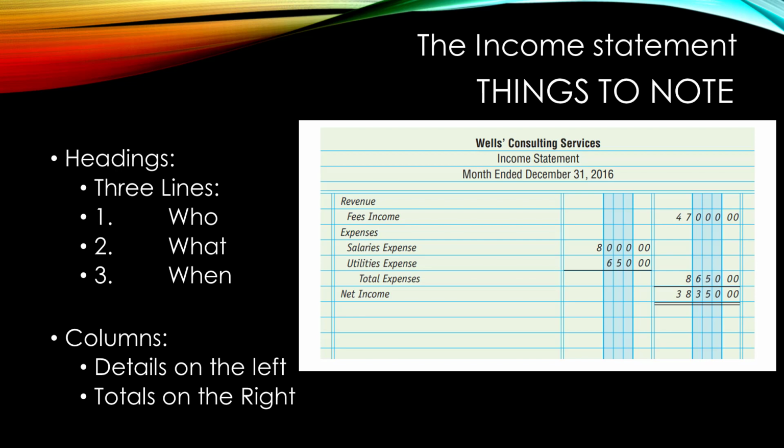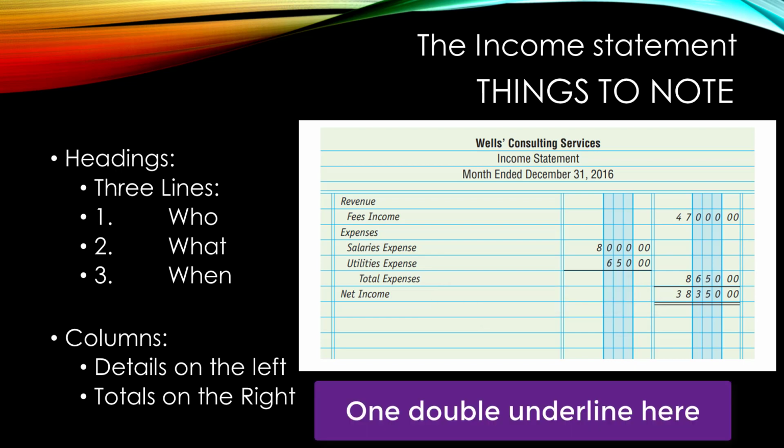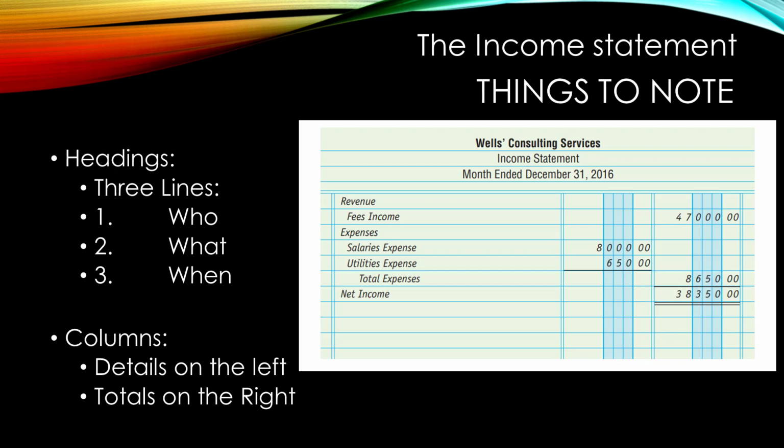The double underlines are used at the end of the statements on the income statement and the statement of owner's equity, and at the end of assets on one side of the fundamental accounting equation and liabilities plus owner's equity on the other. You will see this on the balance sheet.